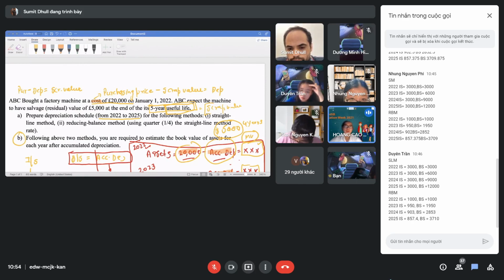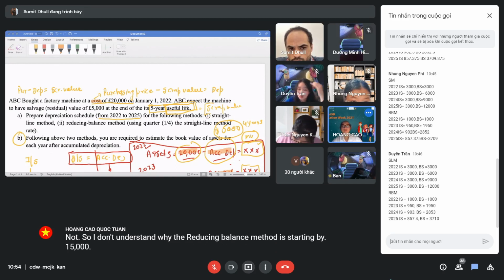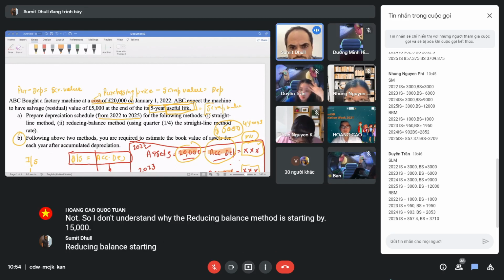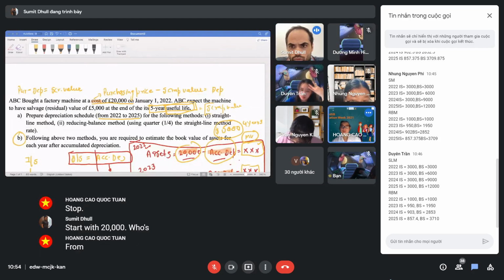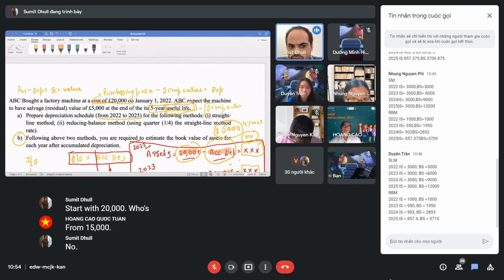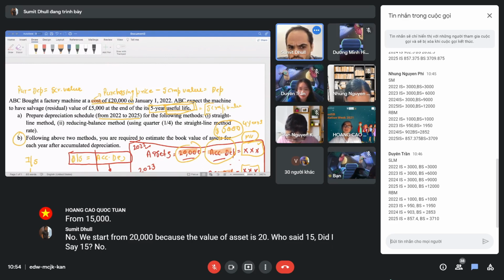Sir, I don't understand why the reducing balance method is starting from 15,000. Reducing balance starting from 15,000? No, reducing balance is not starting from 15,000. It starts from 20,000, because the value of the asset is 20,000. Who said 15? Did I say 15? No. Right?